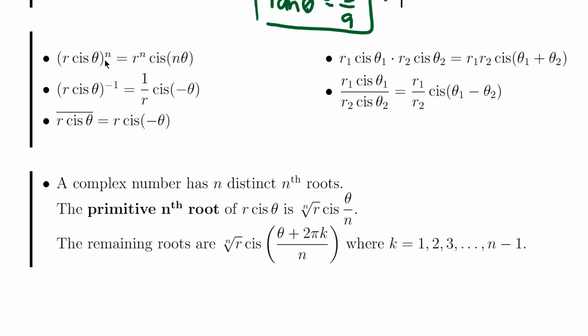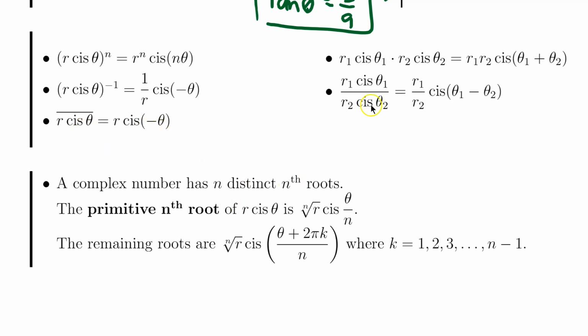If my n here is -1, then my right hand side is going to be r to the -1, which is 1 over r, and then -1 times theta is just going to be negative theta. It's going to be just minus theta here. The conjugate of r cis theta is going to be r cis negative theta. So I just change the sign of the angle here.